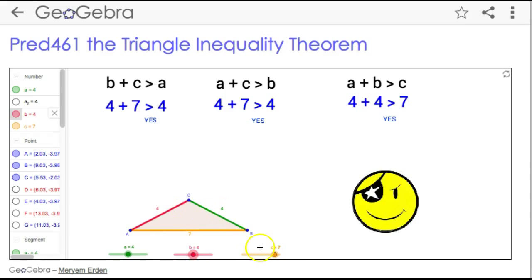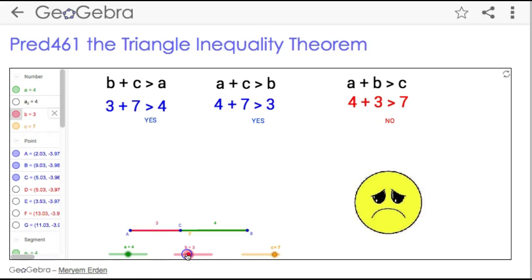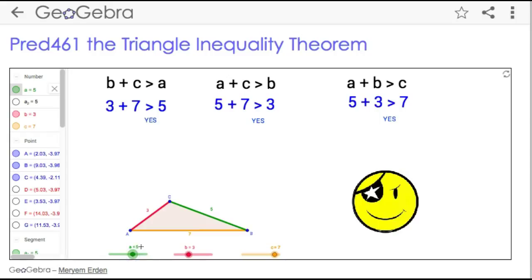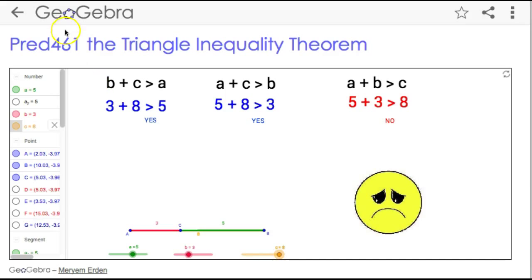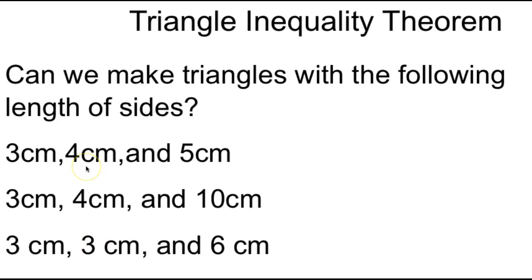So here's one, 4, 4, and 7. It's got a triangle. But the minute we take that down to 4 and 3, we've got a straight line again. The two smaller ones do not add up to more than the bigger one. And so we could adjust this back and adjust this one up to 5. So 5 and 3 is more than 7. So that works.